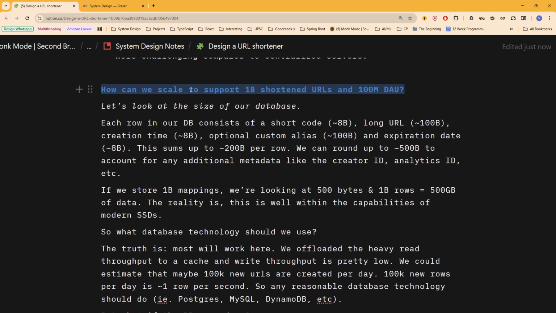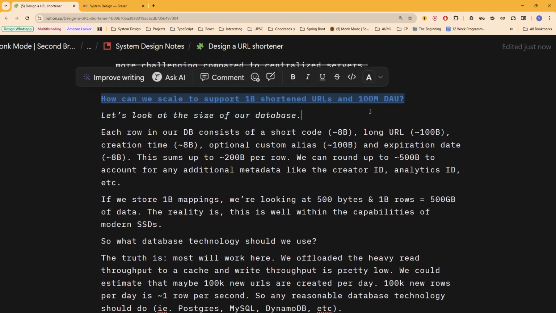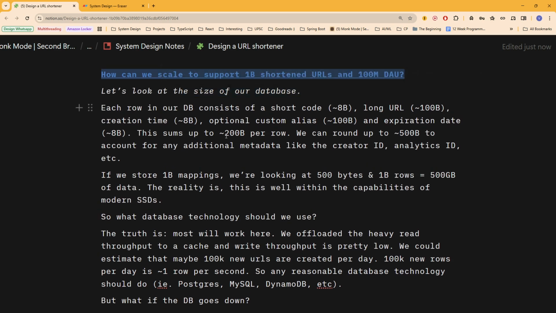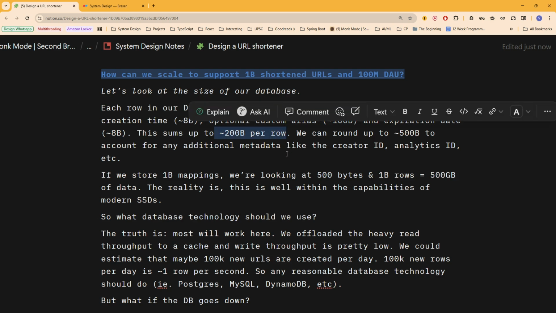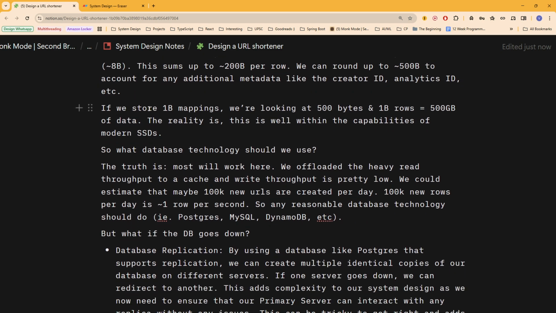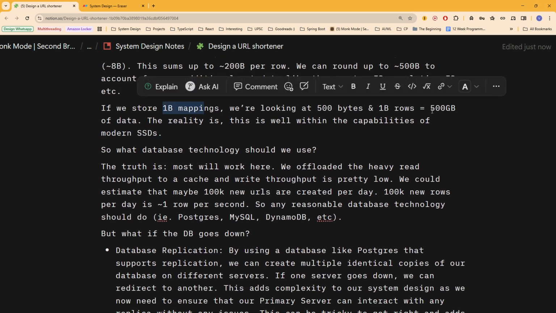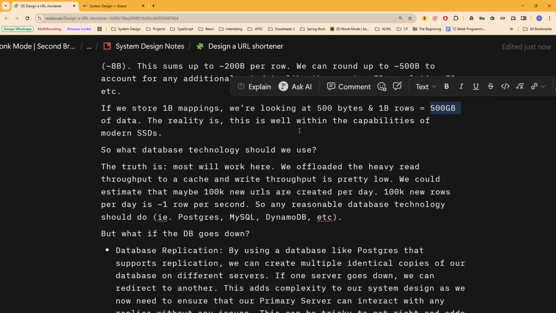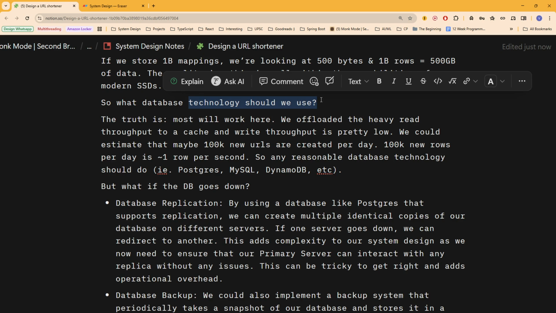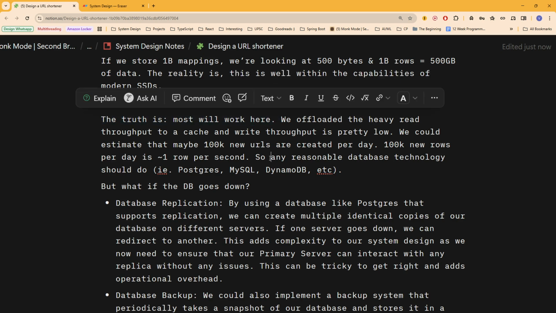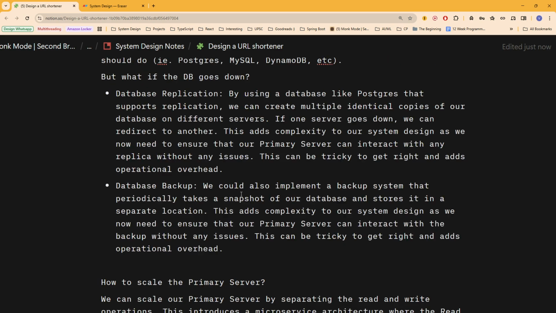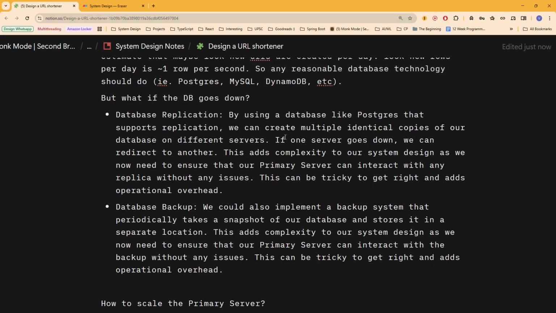Other than that, how can we scale to support 1 billion shortened URLs and 100 million daily active users? Here we are looking at the size of our database. For one particular row, we are calculating around 200 bytes, averaging up to 500 bytes, and for our 1 billion URLs we come to 500 GB of data. We did this earlier in the capacity estimation. So what database technology should we use? Most will work here. Most databases can support 500 GB of data, so you are not really concerned about that here.